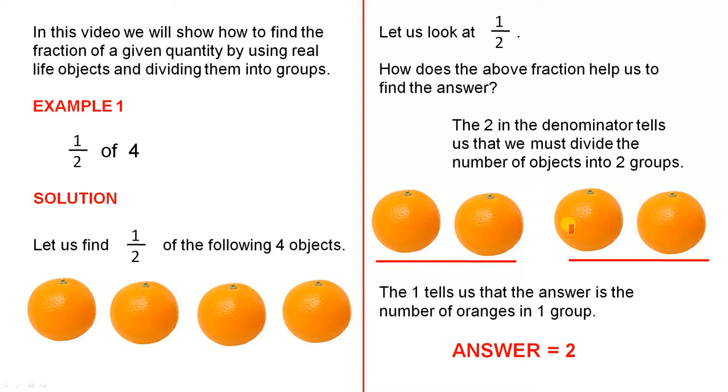So we've done that. What does the 1 tell us? Let's look down here. The 1 tells us that the answer is the number of oranges in one group. So how many oranges in this one group? There are 2. And that's how we find a half of 4, by dividing the group and then by looking at the 2 numbers. So let's do another example on the next slide.